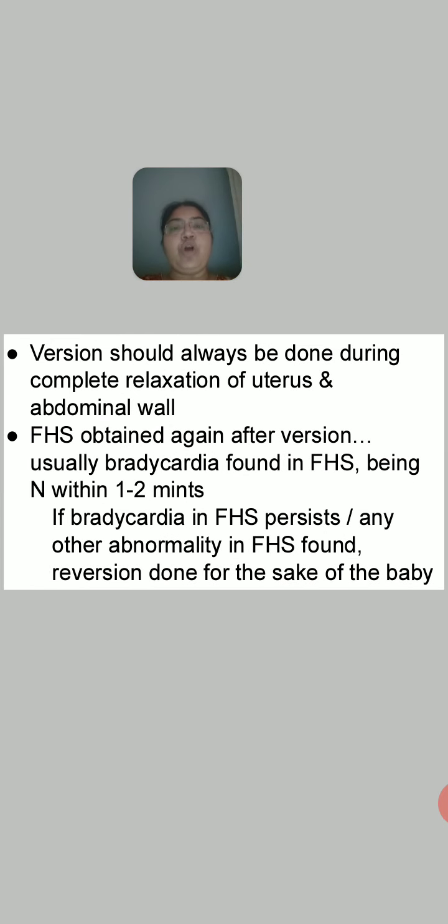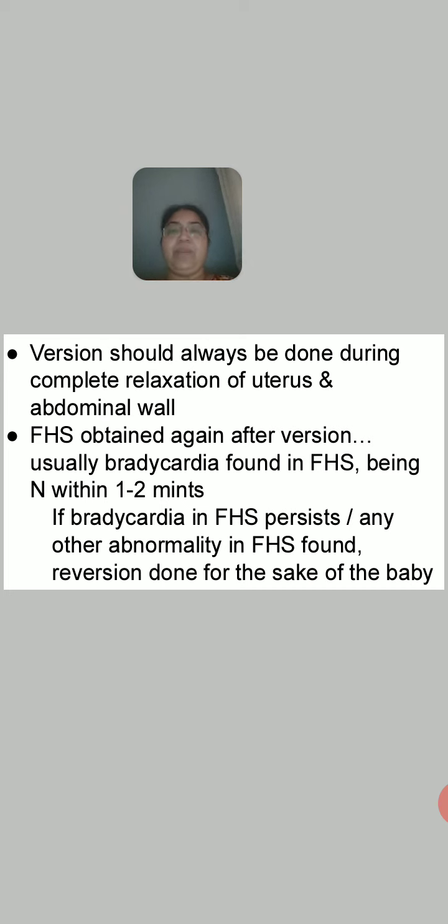The version should always be done during complete relaxation of the uterus and the abdominal wall. That means version should not be done during uterine contraction. When the uterus is relaxed and the abdominal wall is also relaxed, you should go for the version.